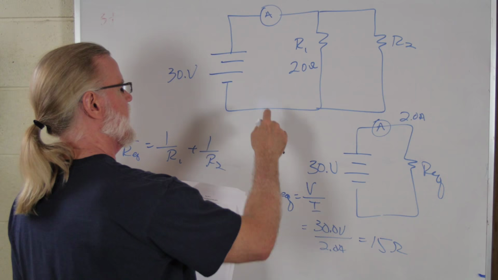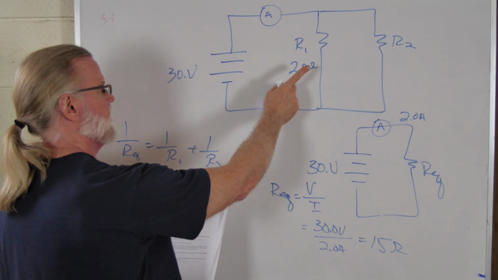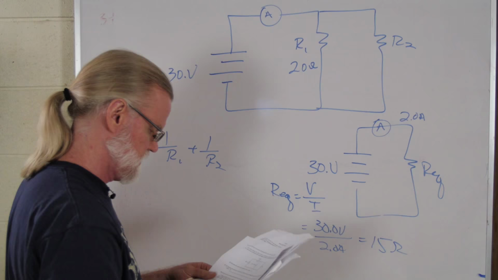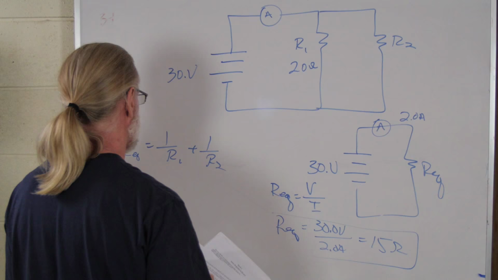15 ohms, well, I can feel good about that. That's less than 20, it has to be. Couldn't be more. If you got more, you had a problem. Calculate R2. All right, well, I have R equivalent, I have R1, I can calculate R2.